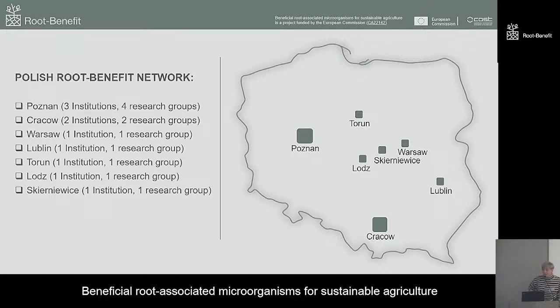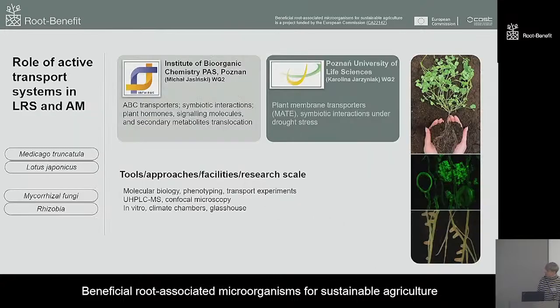Hello, my name is Joanna Banasiak, and I have the pleasure of presenting the Polish Root Benefit Network that currently comprises 12 research groups from various cities. Due to time limitation, the presentation will be structured around selected topics related to our action. The first one, which is close to my expertise, is the role of active transport systems in legume-rhizobium symbiosis and arbuscular mycorrhiza.